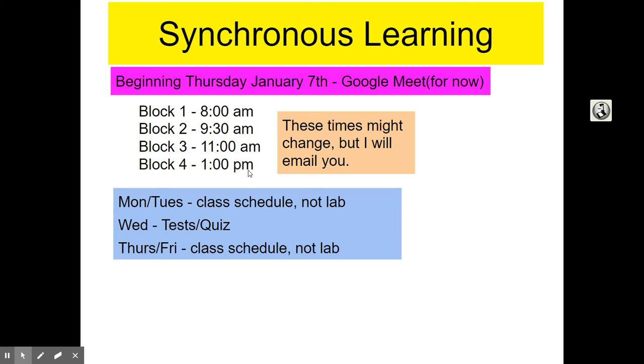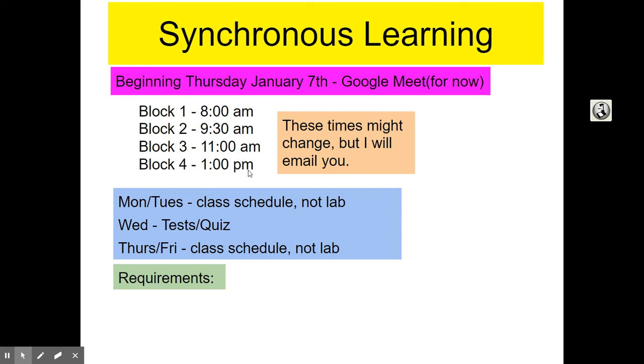So block 1, you're going to meet at 8 a.m. on an AC day. Block 2, you're going to meet at 9:30 a.m. on a BD day. Block 3, 11 a.m. on an AC day, and block 4, 1 p.m. on a BD day. Okay, all right.